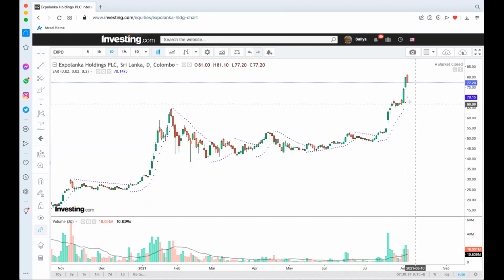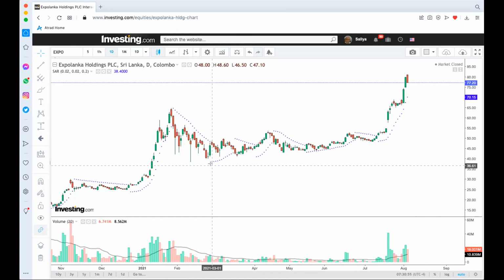So that is how we use the parabolic indicator. Simply put, the moment you see the first dot appearing, you can get ready with a decision to buy into that counter. The moment a dot appears at the top of the price, you can get ready to sell that counter.